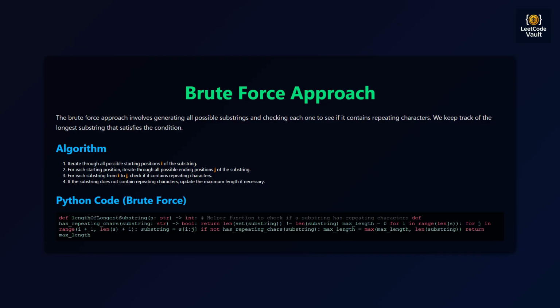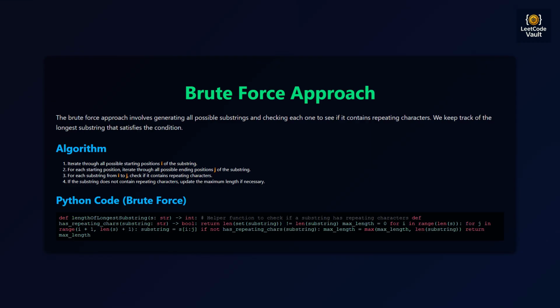Brute force approach. A simple brute force approach would involve checking all possible substrings within the input string. We'd iterate through every starting index, and for each starting index, we'd iterate through every possible ending index. For each substring, we'd check if it contains repeating characters. If not, we'd compare its length to the current maximum length and update it accordingly. This approach, while straightforward, is very inefficient.